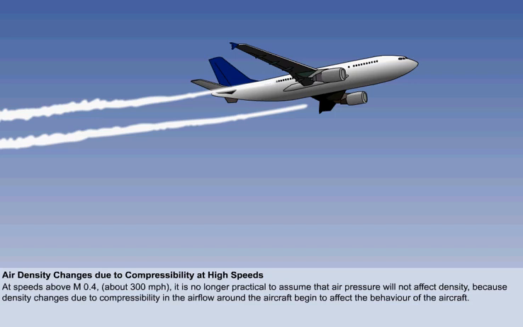When explaining the basic principles of flight, we consider air to be incompressible at speeds less than 4/10 of the speed of sound, or Mach 0.4. Or, in other words, that pressure is considered to have no effect on air density. At speeds above Mach 0.4, which is about 300 miles per hour, it is no longer practical to make that assumption, because density changes in the airflow around the aircraft begin to affect the behavior of the aircraft.